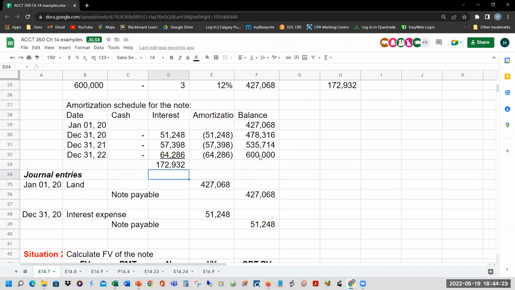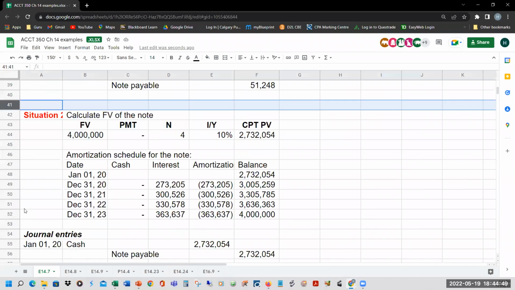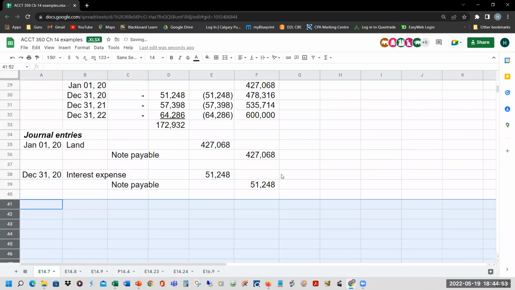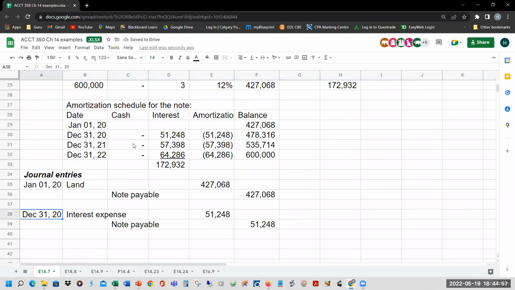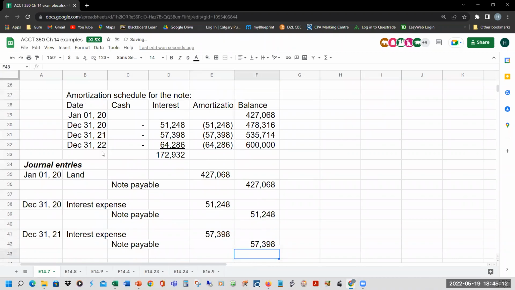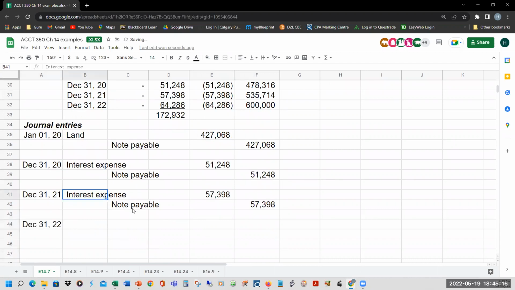So we will record the note, Maria, and then we'll record the interest. In 2021, you will record the interest: debit interest expense, credit the note payable, $57,398. Let's just do it for good fun. December 31st, 2020, the company records the interest. December 31st, 2021, the company will record debit interest expense, credit the note payable, $57,398. December 31st, 2022, they'll record debit interest expense, credit the note payable.